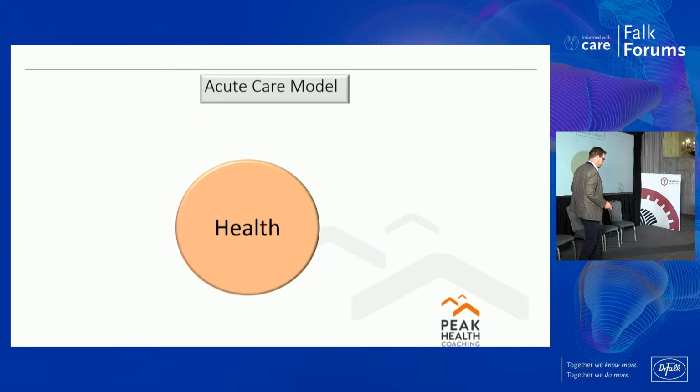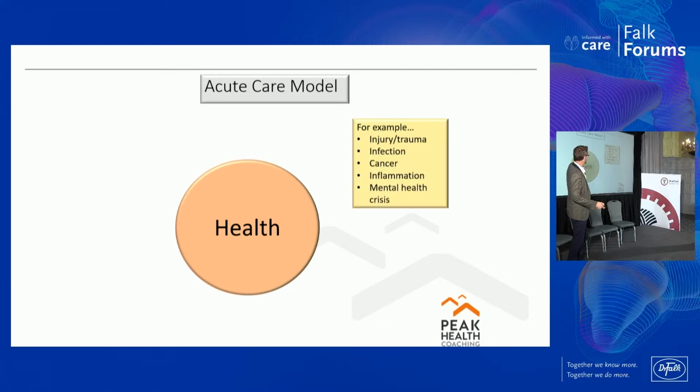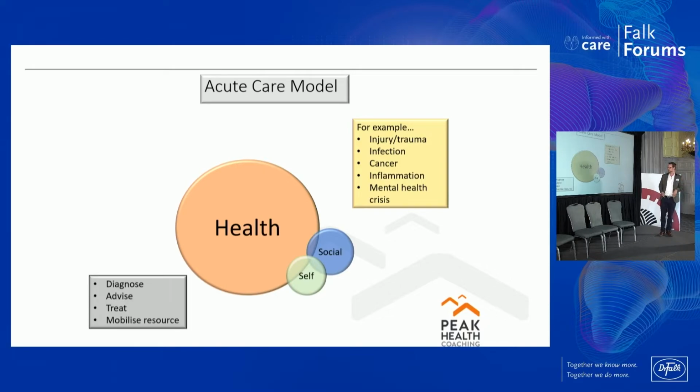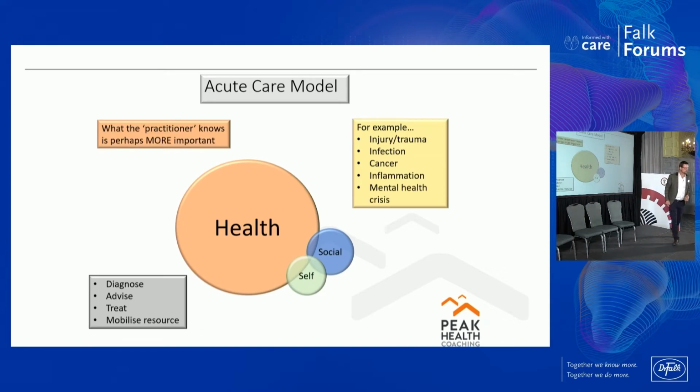So in an acute care model, the healthcare sector is making the biggest contribution. The circle is much bigger. That's because when we get injured, when we have infection, cancer, inflammation, mental health crisis, we need the health service to kick in, don't we? But actually, the social bit is not unimportant, but it's less so. And what we can do for ourselves in those circumstances also contributes less, because what we need is the health service to diagnose, advise, treat, and mobilize resources. That's what we need. And perhaps what the practitioner knows, not just the doctor, is maybe more important in that situation.